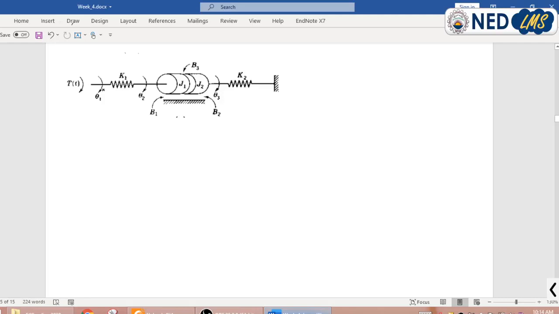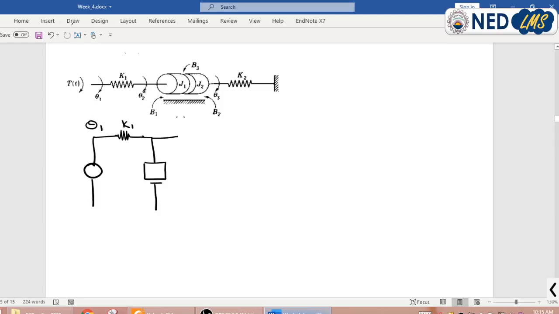We have three nodes here, theta 1, theta 2 and theta 3. So we can draw a free body diagram here. At theta 1 we have input torque which is equal to the torque of spring K1. So I will draw this, this is my input torque T, and this is my spring K1. Here we have a moment of inertia, and this is my node theta 1. This is my spring K1.